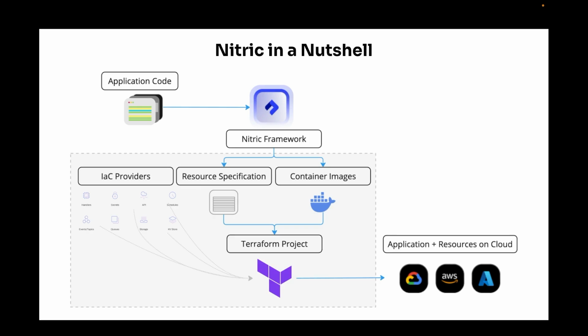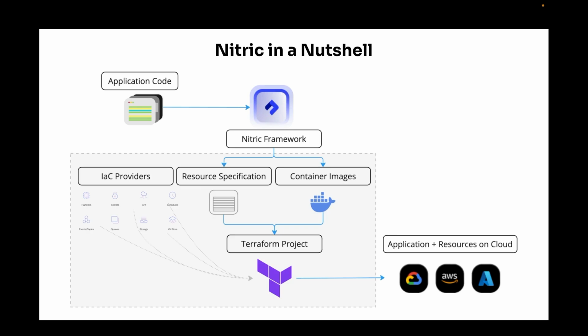In a nutshell, Nitric analyzes application code to create a specification which describes the resources that the application is using, their relationship to each other, and how the application intends to use the resource. For example, reading from a bucket. You can check out my latest blog for specifics on how this resource specification is generated.